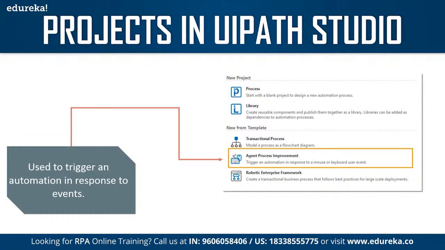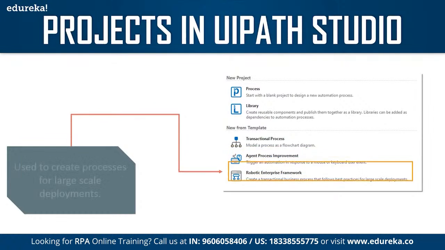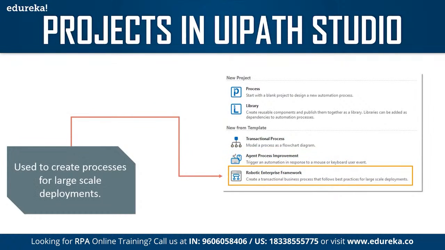And finally, moving forward with the last type of project, that is the robotic enterprise framework. So the robotic enterprise framework is basically used to create transactional business processes that follow the best practices for the large scale deployments. So whenever you think that you're working in an enterprise maybe, and then you have to make sure that it's a large scale deployment, then you can definitely use this robotic enterprise framework kind of projects.